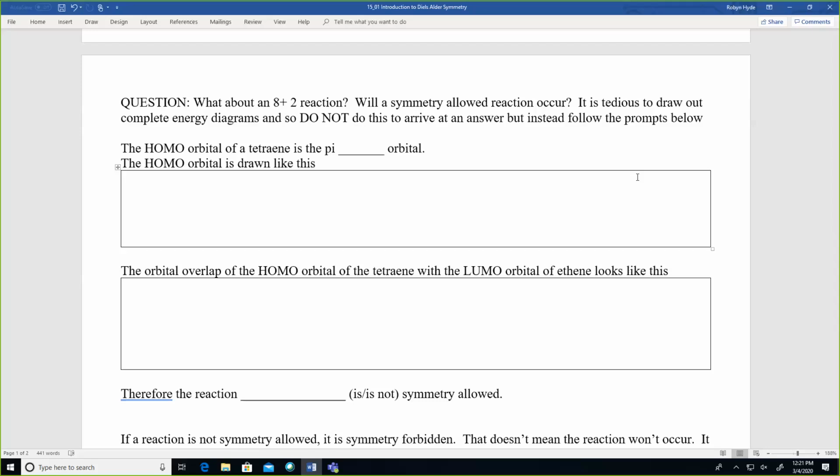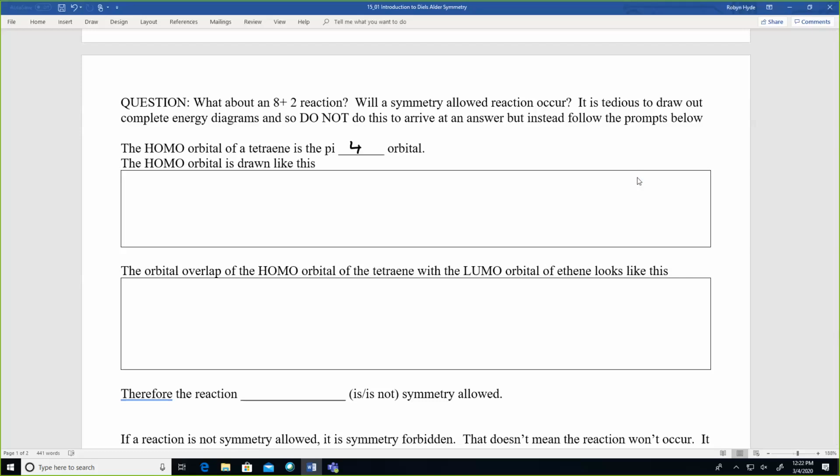Okay, so if I have a tetraene, which orbital is the HOMO orbital? Because I would have pi 1, pi 2, pi 3, pi 4, pi 5, pi 6, pi 7, pi 8. Which of those is going to be the HOMO orbital? Pi 4. Exactly, because I have 8 electrons, 2 into pi 1, 3 and 4 into pi 2, 5 and 6 into pi 3, 7 and 8 into pi 4, and so then pi 4 is my HOMO orbital. So it is the pi 4 orbital.